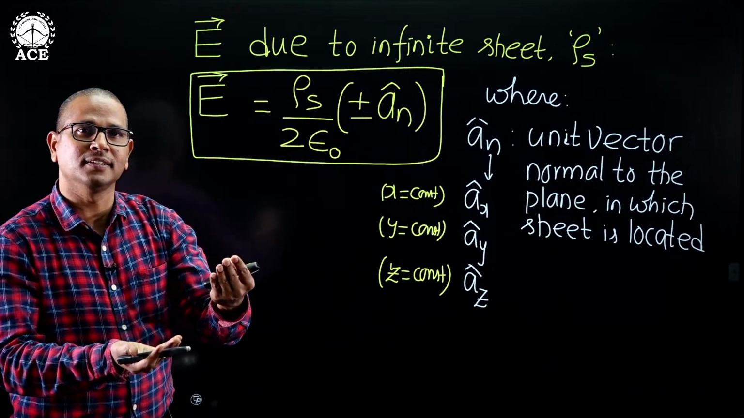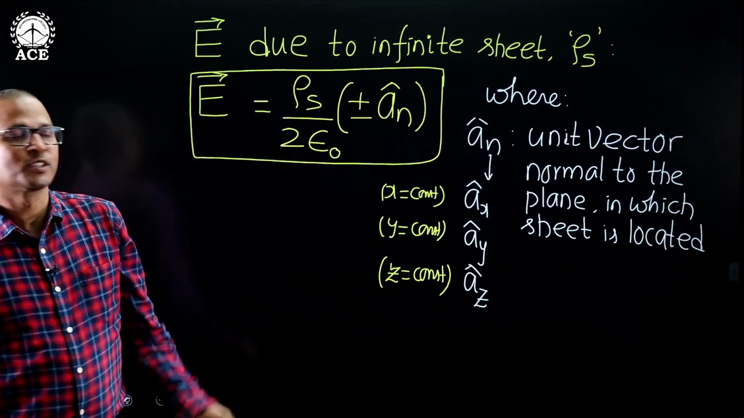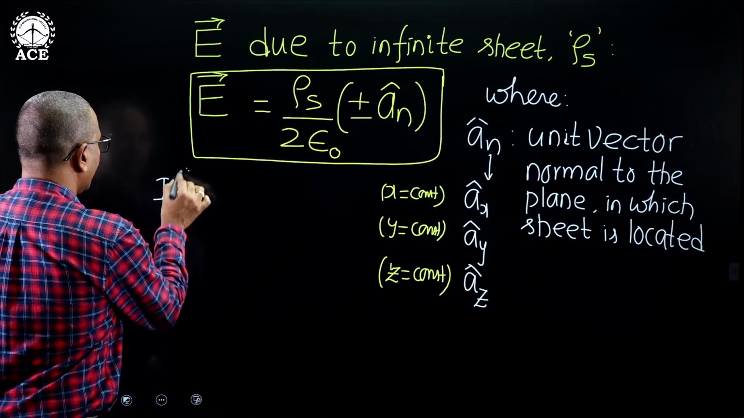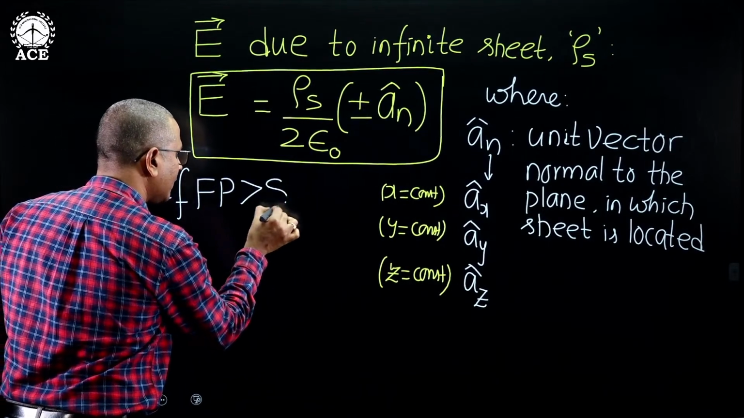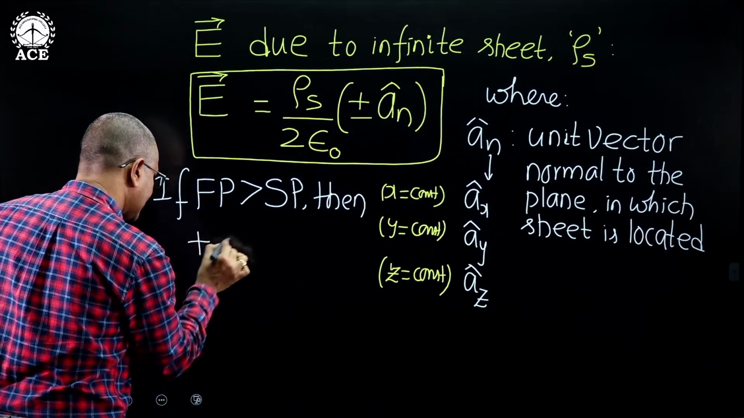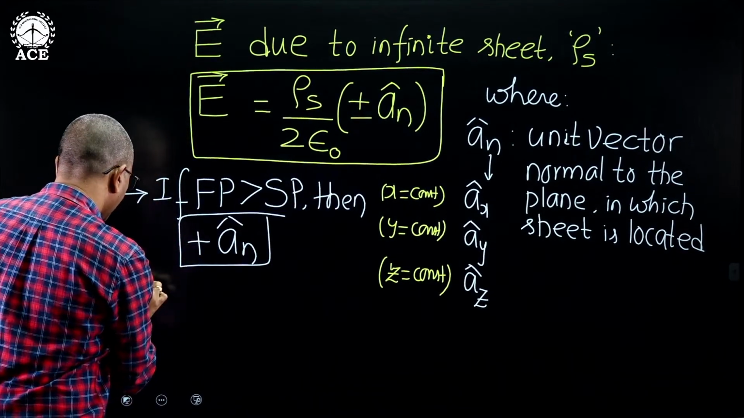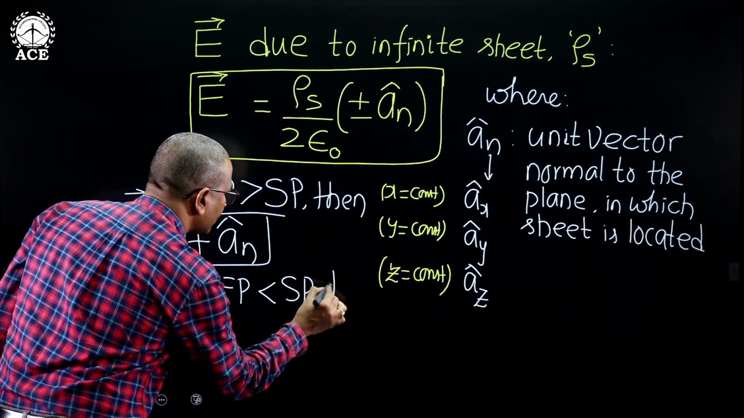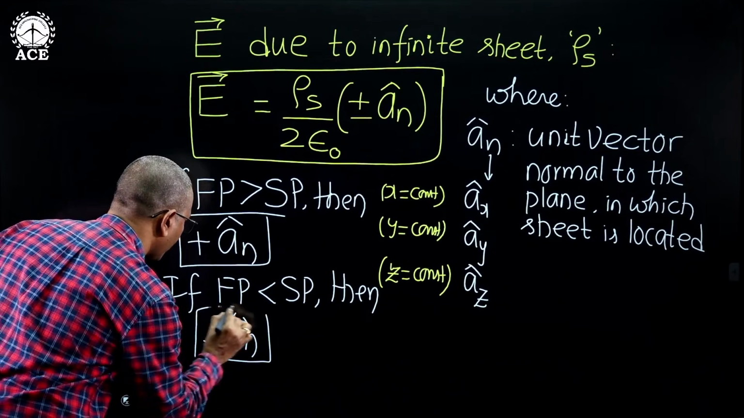Above and below for comparison are done by greater than, less than and equality. So, if the field point is, I am just writing, that is for your understanding. If FP, dear students, what is FP here? Field point greater than source point. If the field point is greater than the source point, then plus a_n cap, that's all. Another case we have: if the field point is less than the source point, then minus a_n cap. This is very important, dear students.